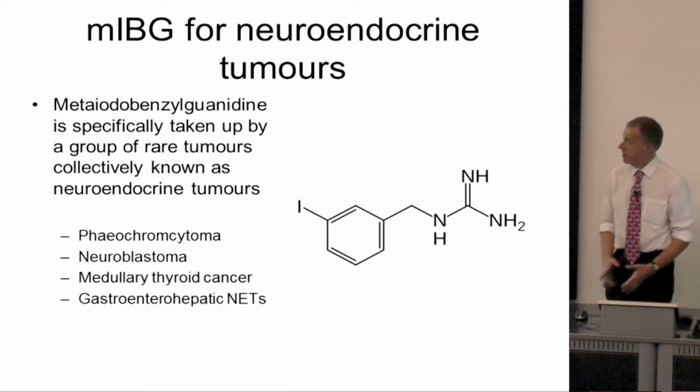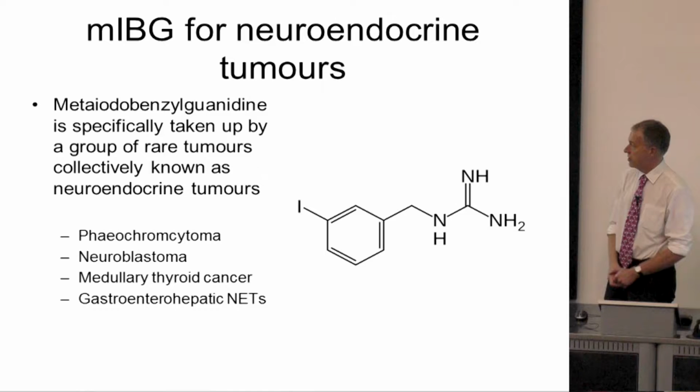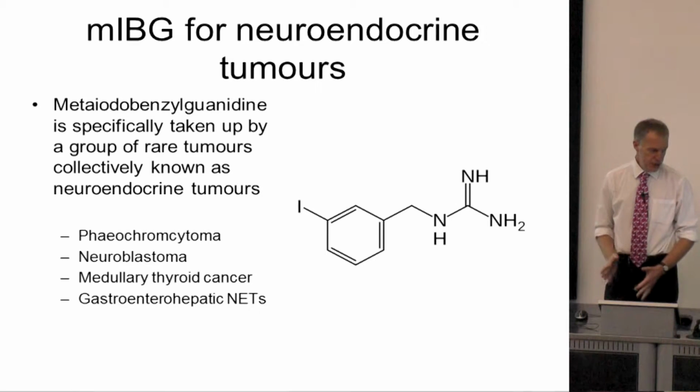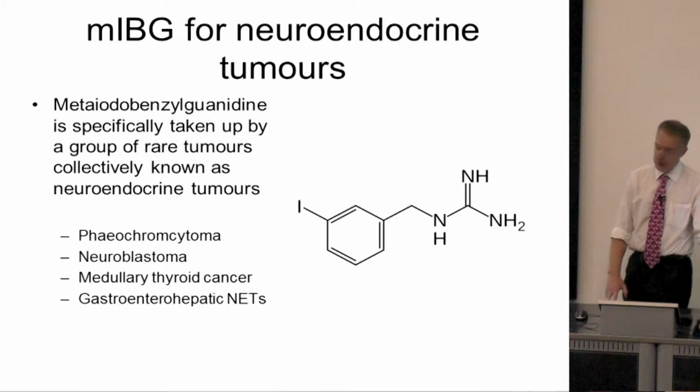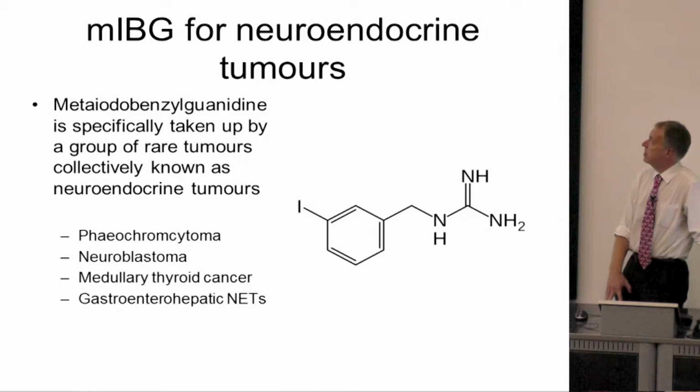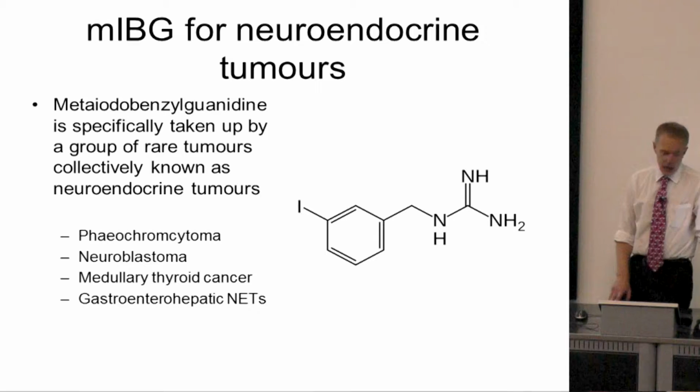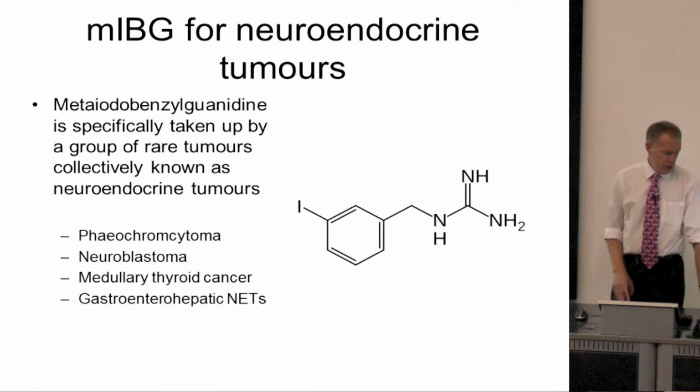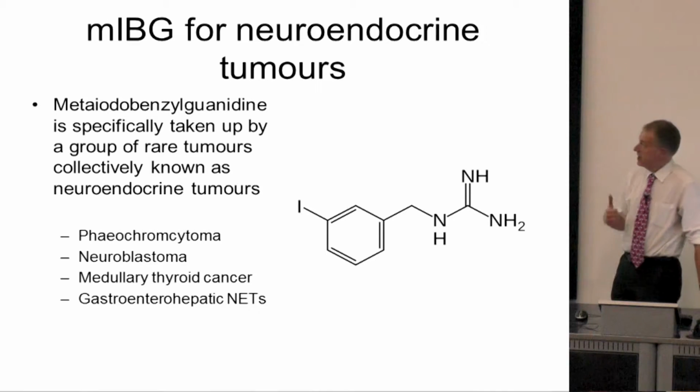So moving on to think about some of the other applications, other less common treatments that we give. mIBG is a molecule that's taken up by this relatively rare group of tumours known as neuroendocrine tumours. This molecule, as you see, has an iodine molecule within it, so we can actually manipulate it to put I-131 into that, and then that can be used as a therapy.